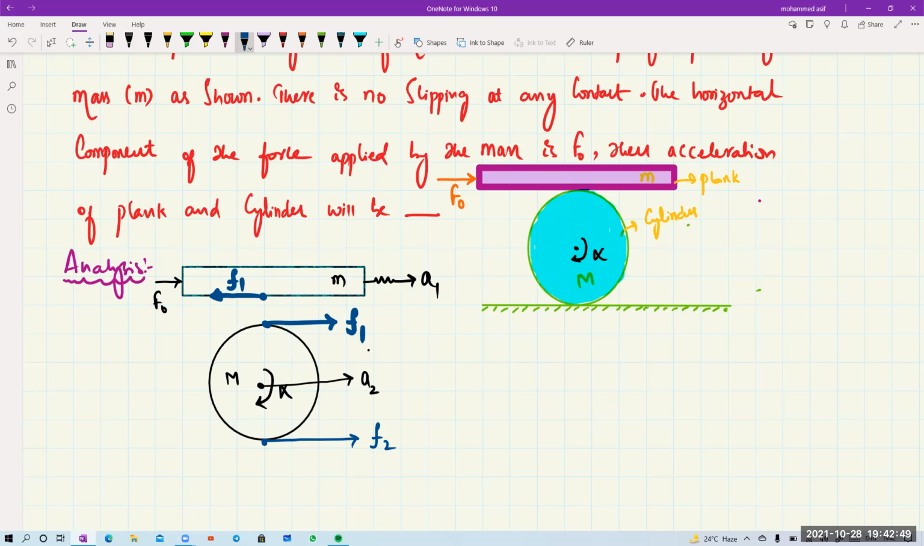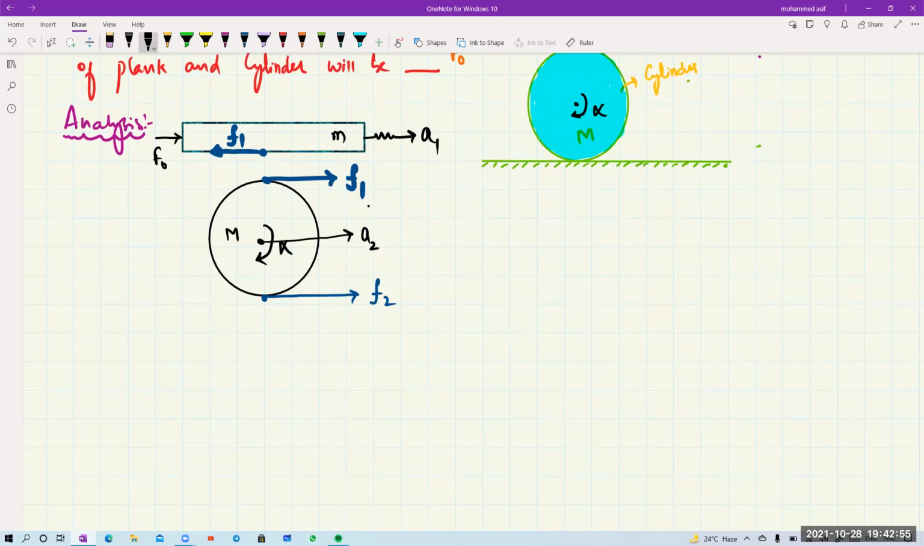Now see, as there is no slipping anywhere, you know that at the highest point of contact, A1 will be equal to 2 times A2. I already told you that in the basic concepts. You can refer to my previous lectures if you need to go through how I got that factor of two. So as there is no slipping anywhere, I can say that A1 is equal to 2 times A2.